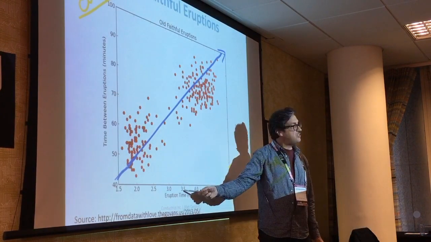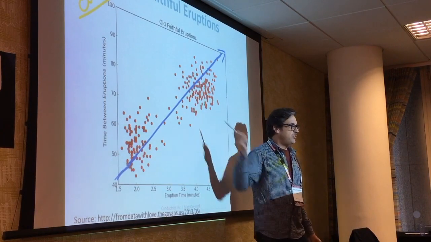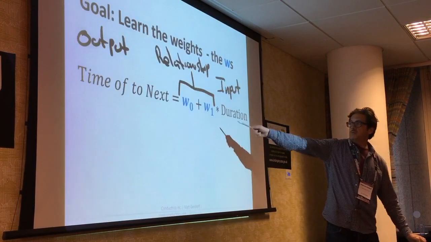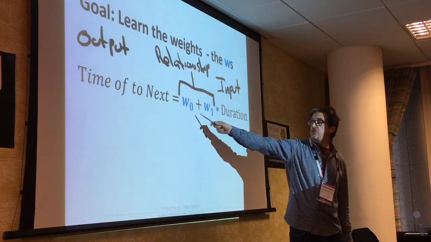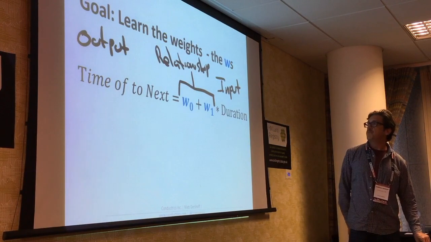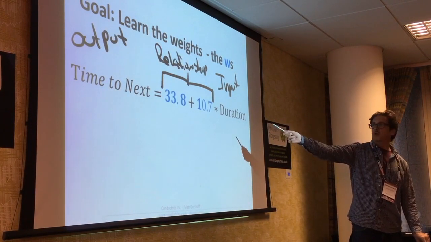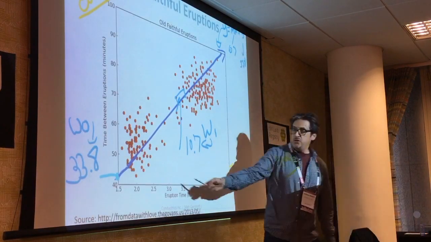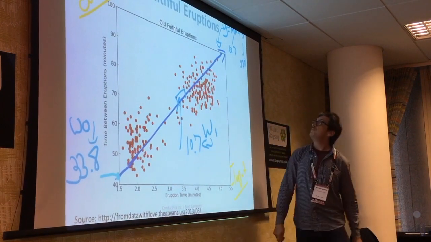So if I can see this eruption and see how long it's lasted, I might want to make a prediction about when the next one is going to be. This is a very simple model because I only have duration. I have the intercept term, and then I have the slope. That's it. And in this case, with this data, we have this relationship. So here I put my model, and here's the intercept term. These numbers just define this line.